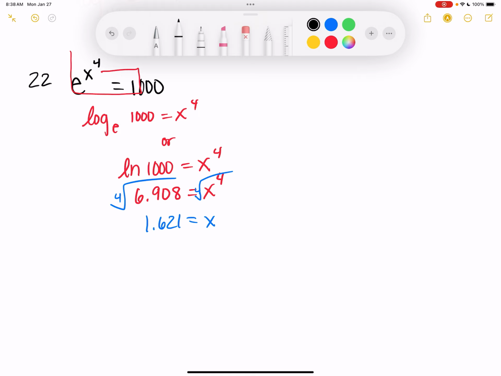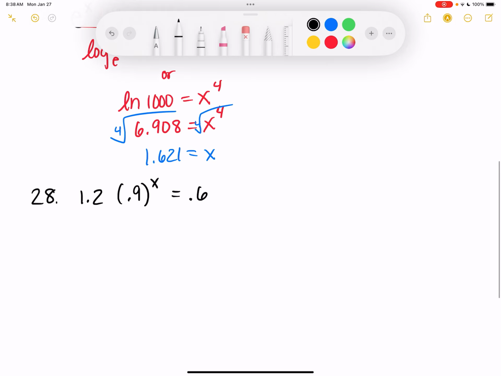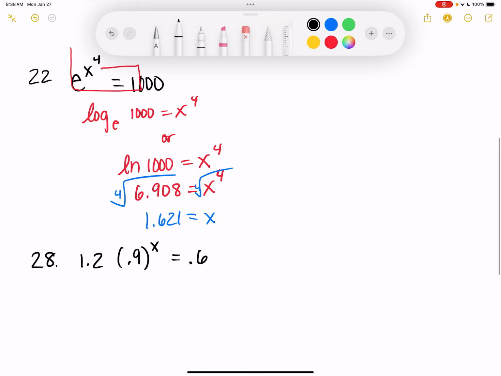All right, jumping down a little bit to 28. Got a little bit more involved with it. We have 1.2 times 0.9 raised to the x equals 0.6. So the only way that I can do this L method is if it's set up like this, where I have something raised to a power that has the variable in it, equal to something else. So what's different about this problem that I just put up here, number 28, compared to the last couple?